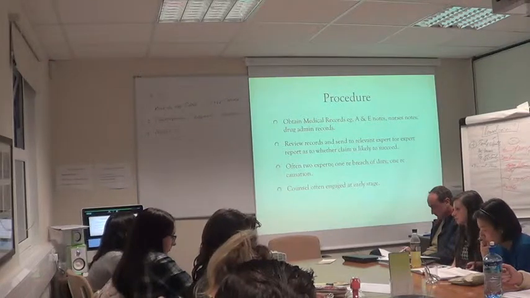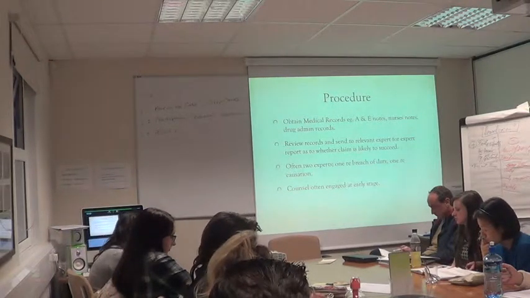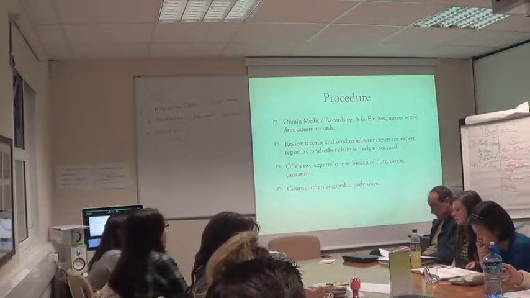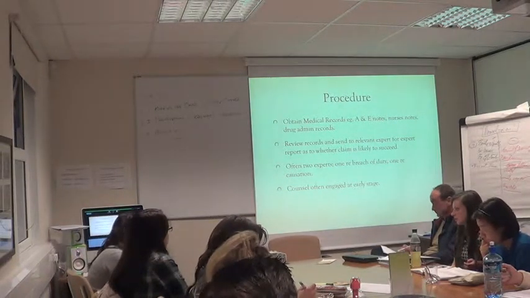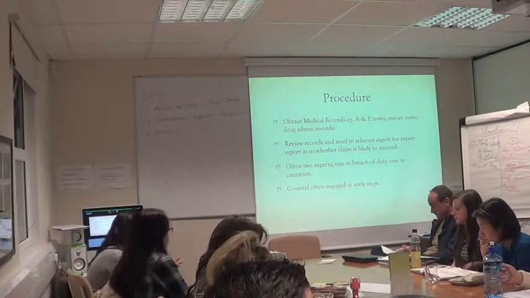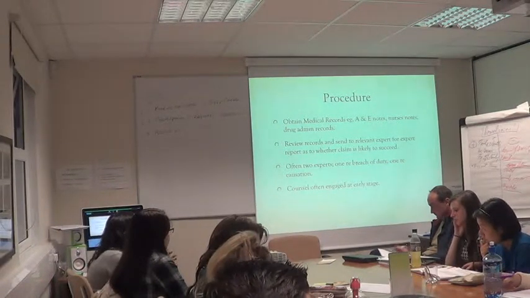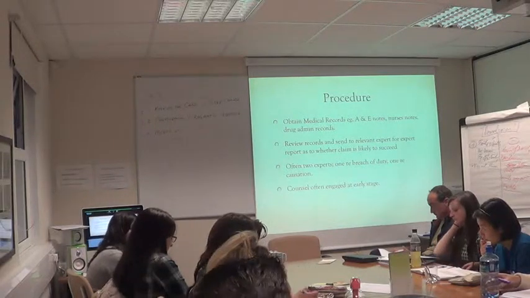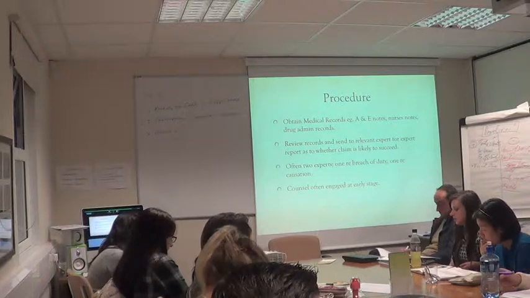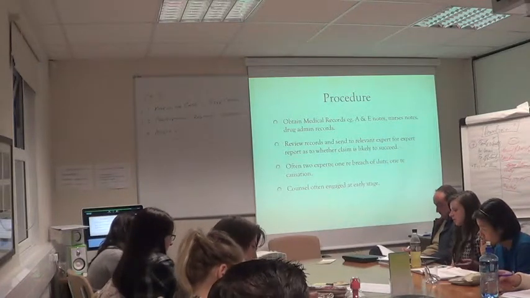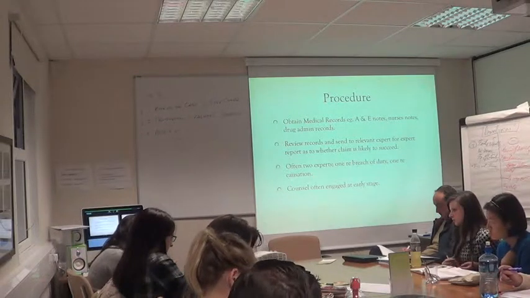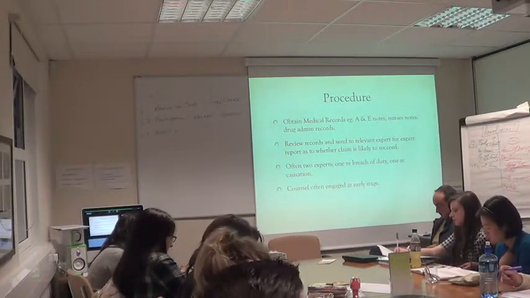Then it will be necessary to review the various medical records and send them to a relevant expert for an expert report as to whether the claim is likely to succeed. Again, if we take the example of the hip replacement cases, you're dealing with orthopedics there. So it would be necessary for the solicitor to engage a medical expert in the area of orthopedics to look at the medical records and to assess the particular case.